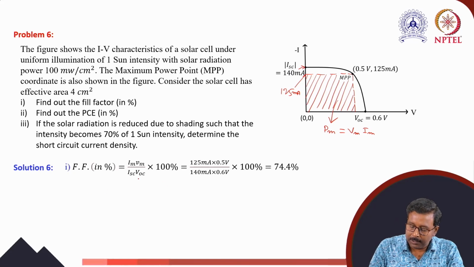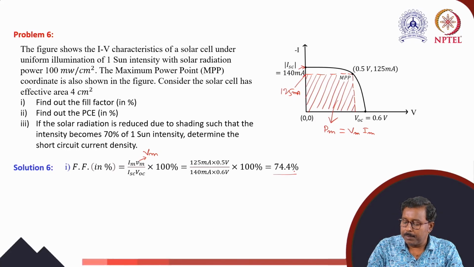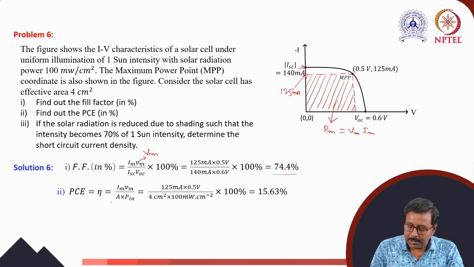Now you know the fill factor is equal to IM into VM, that is PM, divided by ISC into VOC. This VM is conventionally written as capital VM. So by putting the values, 74.4% is the fill factor. Second part, the power conversion efficiency. For that you have to take the electrical power output, the maximum power, divided by the optical power input. Since the power is given as 100 milliwatt per centimeter square, you have to multiply with the area, 4 centimeter square, to get the total power incident on the cell.